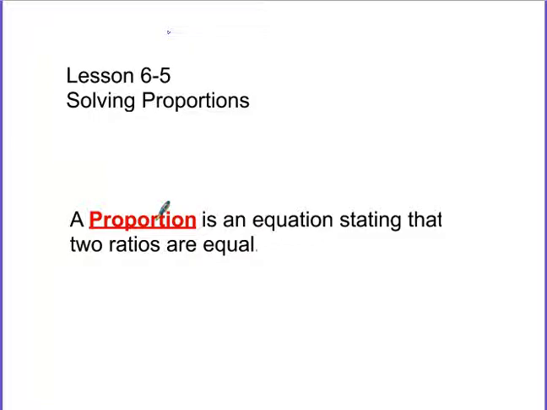Okay, today we're starting lesson 6.5 and it's on solving proportions. And you have here the definition of a proportion. It's an equation stating that two ratios are equal. You know that ratios are in fraction form and they're two numbers being compared to one another. It looks like a fraction. So now we're just going to take two ratios and set those two comparisons next to each other, and compare those two ratios and see if they are equal or not.